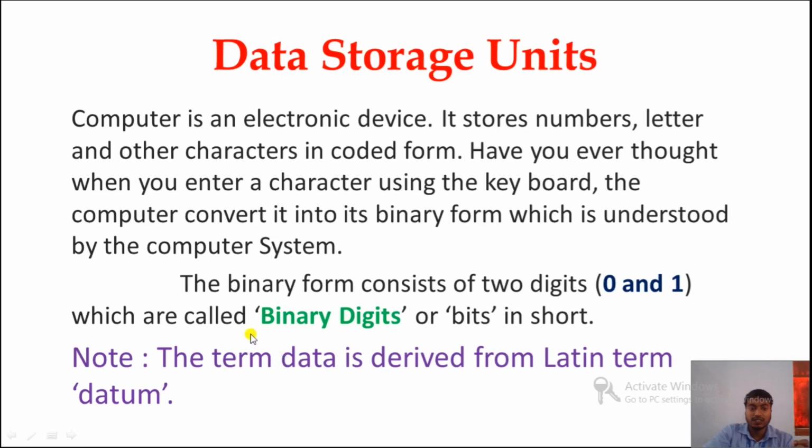So the binary form consists of 2 digits. This is very important. The binary form consists of 2 digits, 0 and 1, which are called binary digits or bits in short. Now a special note: the term data is derived from the Latin term datum.